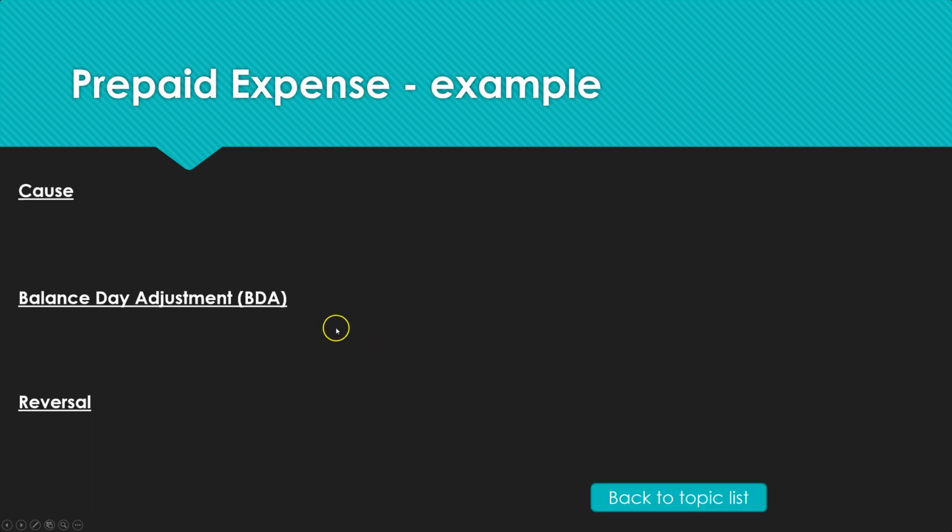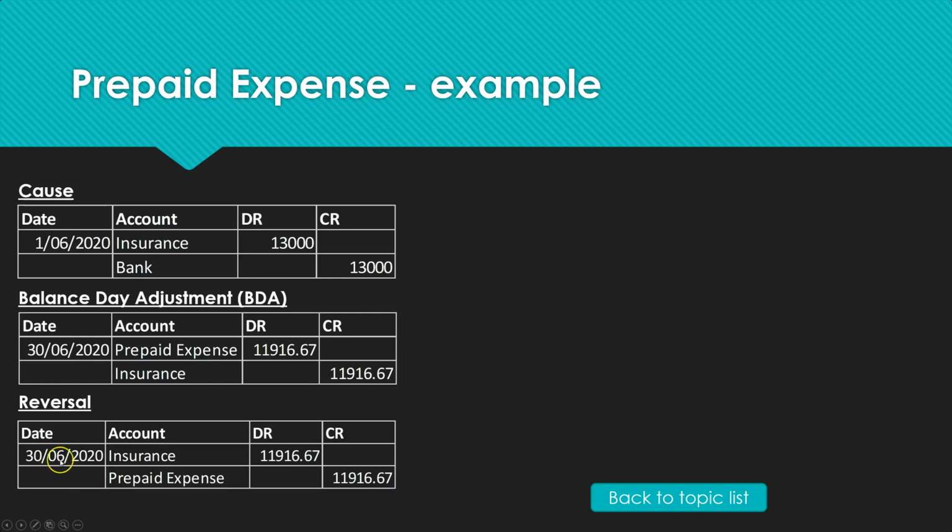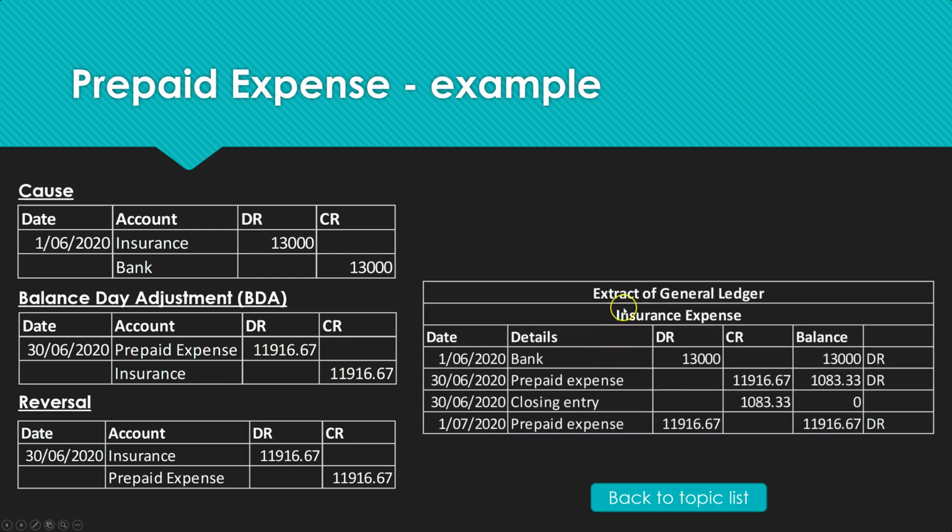But of course, as it's a reversing balance day adjustment, after we have caused the problem, then fixed it with a balance day adjustment, we also need to do a reversal. So this is the only new bit. We've covered the rest. So the reversal is the exact opposite of the balance day adjustment. We've taken the debit of prepaid expense and we've switched it to a credit, and this credit of insurance became a debit of insurance. So what does the general ledger look like now?